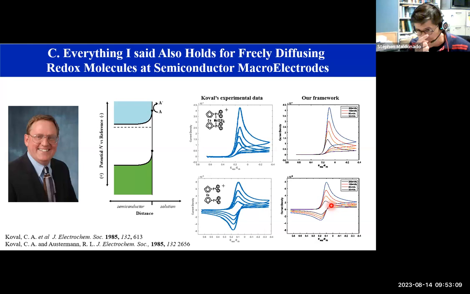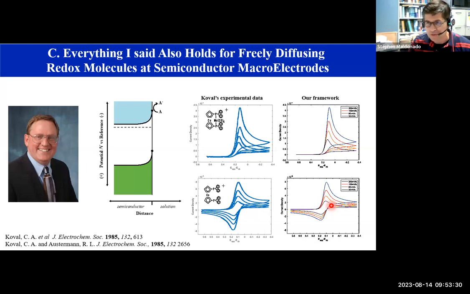So here's some of my favorite data from a guy, Carl Koval, who maybe some of you know. If you don't, you should get to know him. He's a really nice guy, but even more importantly, he's a really good scientist. And roughly in the time I was in, I think, preschool, maybe entering first grade, he collected some great voltammograms of redox active molecules with a bunch of different semiconductors.